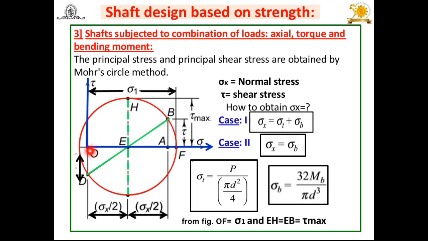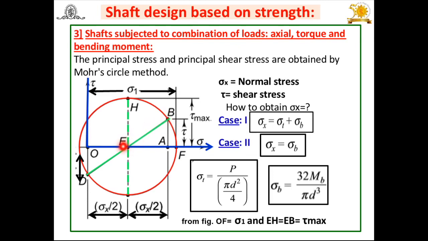And how to find out? OE plus EF. But OE is nothing but sigma x by 2 plus OF. But the AF distance is not given. What we have to do? We can make the range. EF you can rotate here. The EF is also a radius of the circle and EB is also a radius of the circle. Therefore OE plus EB is equal to, you can say, sigma 1.